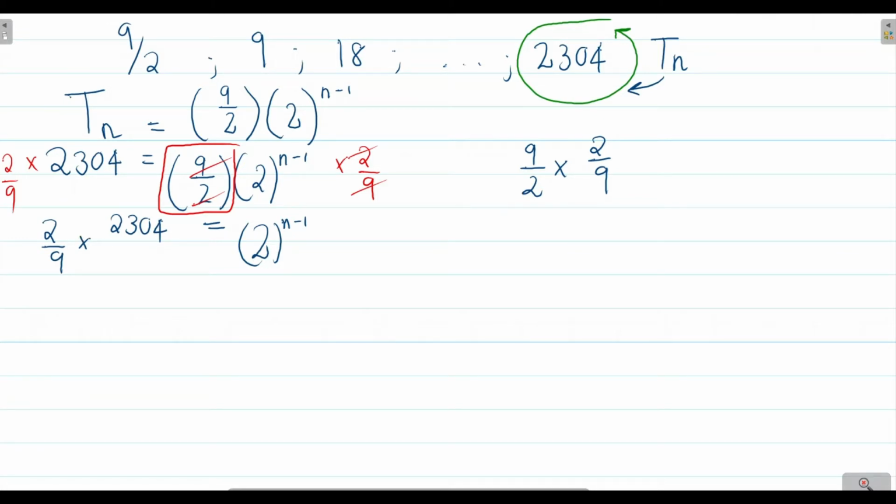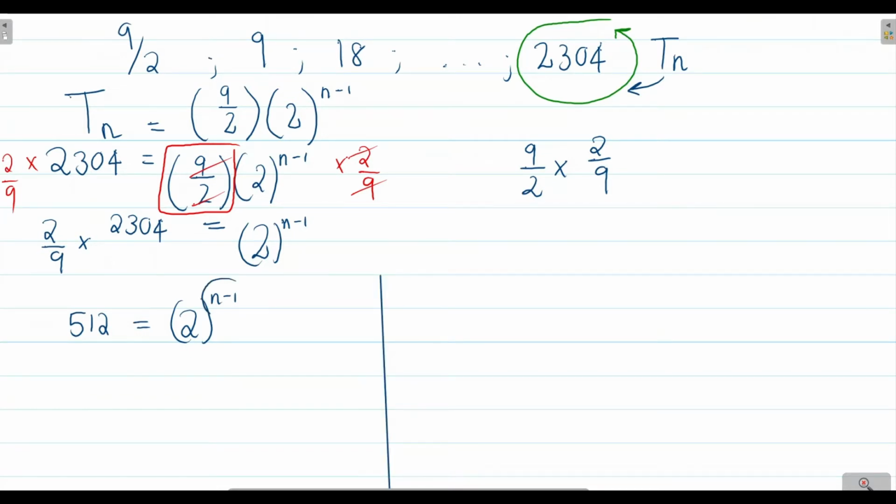Then we can simplify this further. 2/9 multiplied by 2304, you'll get that the answer is 512 if you just punch that into your calculator, which is equal to 2 to the power of n-1. We still need to simplify this further. So how do we solve this using logarithms?